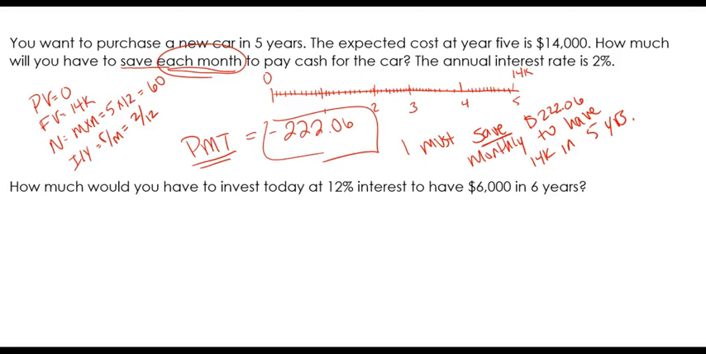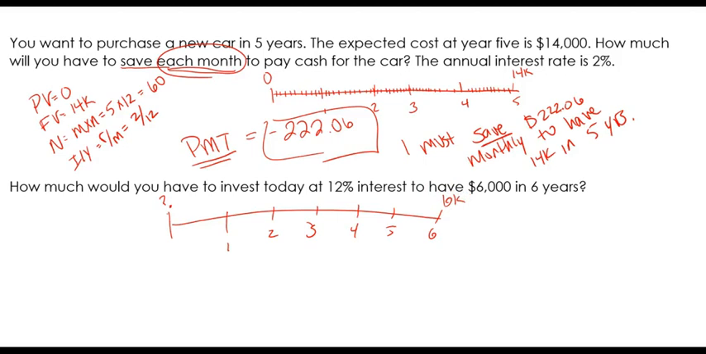How much would you have to invest today at 12% to have $6,000 in 6 years? So let's do a timeline. We want to know how much would you have to invest today? How much do you need to put into an account today? We're going to leave that alone for 6 years. So we have 6 years, and we want to have $6,000 at the end of that 6th year.